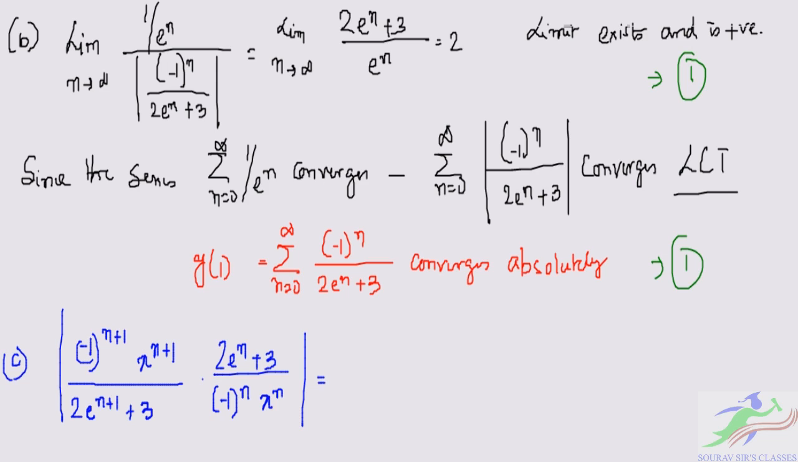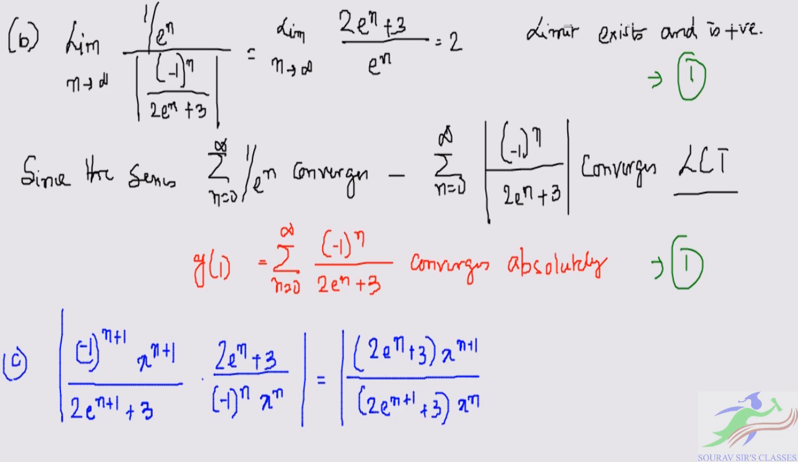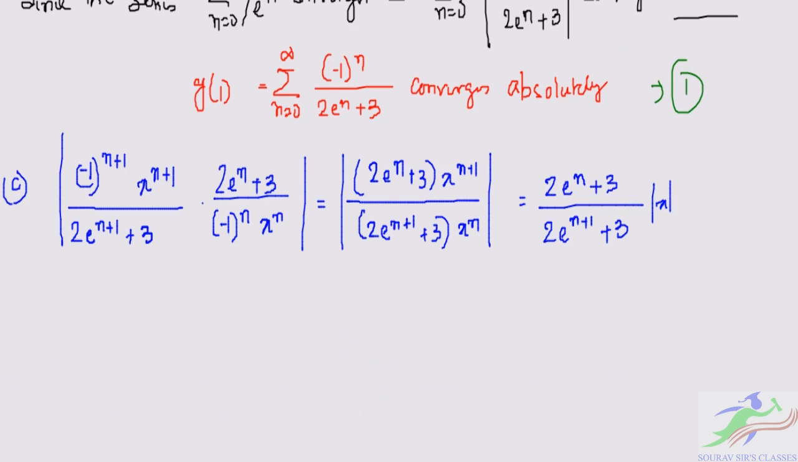So if we simplify this, it will be equal to mod of (2e^n + 3) x^(n+1) by (2e^(n+1) + 3) x^n, which simplifies to (2e^n + 3) by (2e^(n+1) + 3) mod of x. So that is the setting up of the ratio.